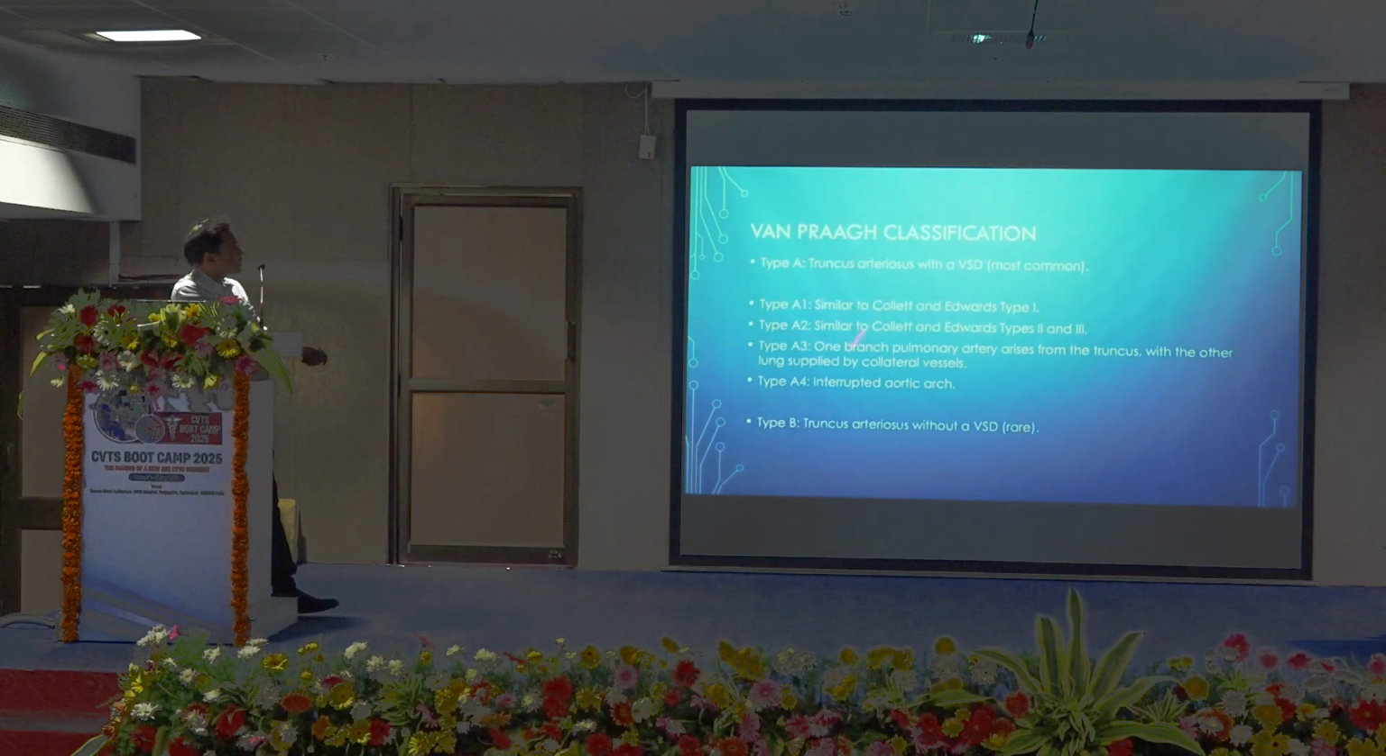There is another classification, I am not going into the detail of that. Usually type A is where there is a VSD and type B is where there is no VSD, which is a very rare subset. In most of the cases, you will find a VSD. So again, type A is divided into 4 categories.